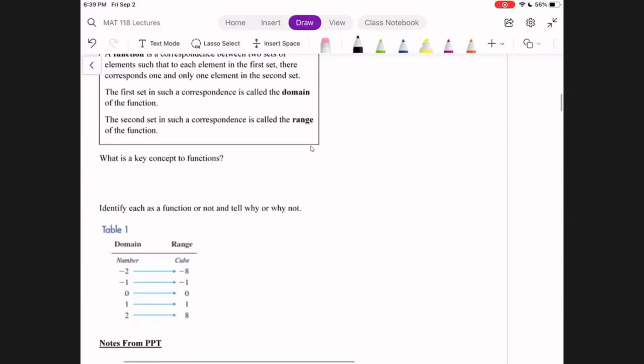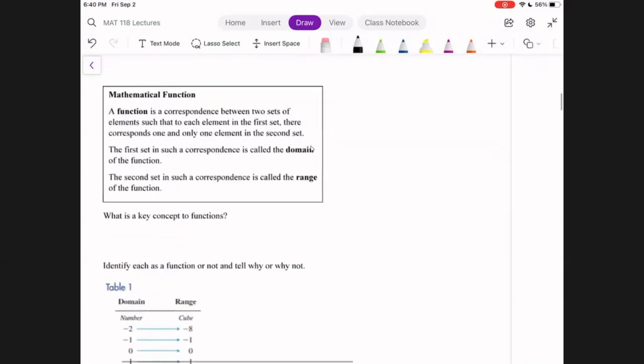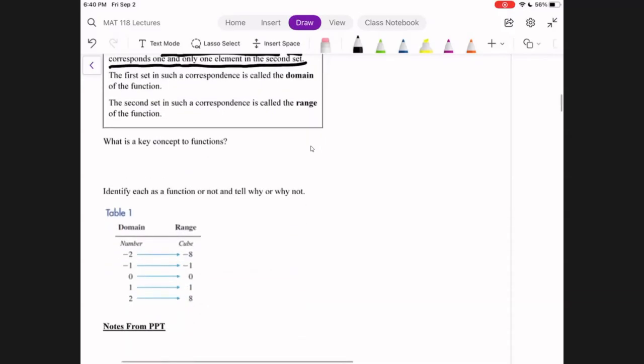So let's identify functions here. Okay. So you'll see here, one thing to note, right here, just to make sure that there are two sets of elements in the first, such that each element in the first set there corresponds one and only one element in the second. Okay, so for everything in the domain, it can only go to one thing in the range. Okay, it can't go to two things. So if we look at table 1, this is a great example because every piece of the domain is sent somewhere in the range.